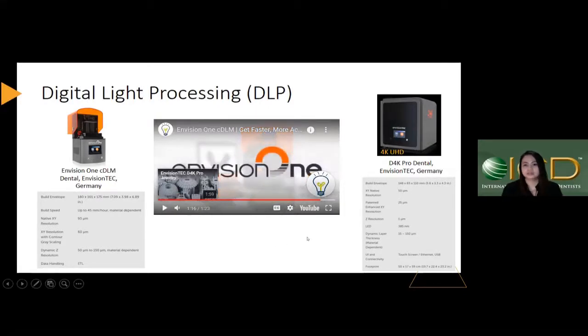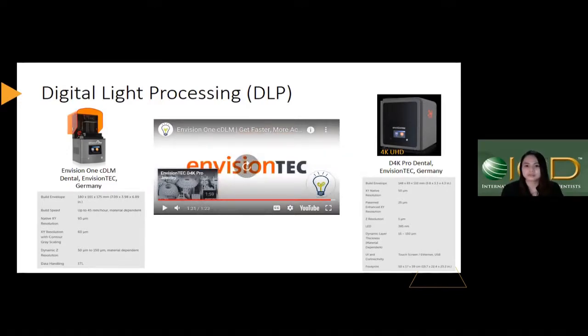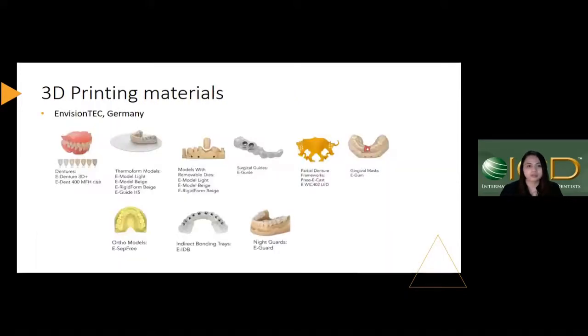Another example of a DLP printer from EnvisionTec has ultra high definition. The higher the resolution, the more accurate it is. This is an example of the 3D printing materials that we already saw in the video.